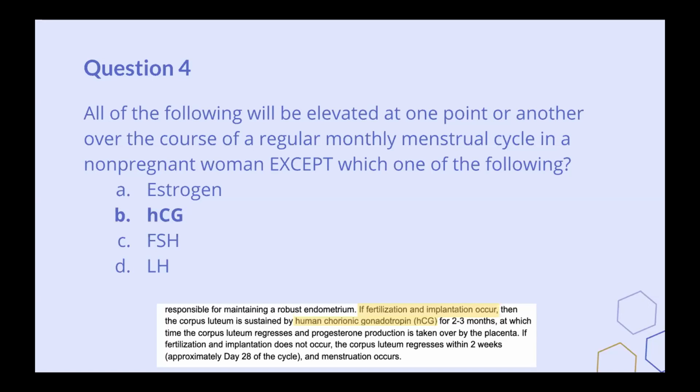Always remember that if the passage is super lengthy and has lots of information, it can be great in case you forgot a small detail from your content review. So the passage says that if fertilization occurs, then HCG will be secreted to sustain the corpus luteum. So B is our answer.